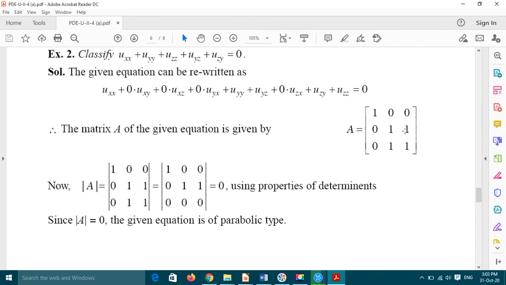Then we write down u_yz and u_zy, and the coefficients of u_xy and u_xz are 0, so the coefficients of u_yx and u_zx are also 0. So we write 0, 0 here. Now we find the determinant of this matrix. The determinant of this matrix is 0. Why? Because two columns or two rows of this matrix are equal, so by the property of determinants, the determinant is 0. So the given differential equation is parabolic type.